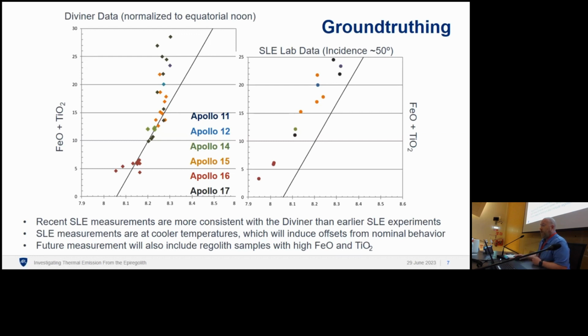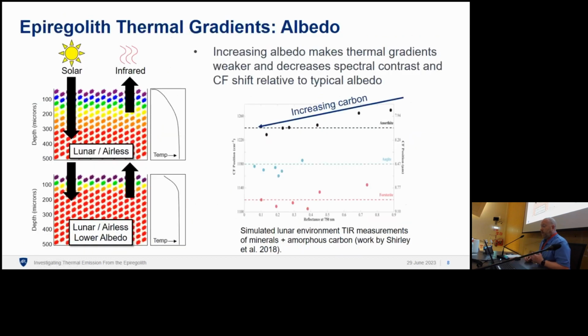One of the directions we want to go here is that you can see there are some Diviner compositions that we don't have in our Apollo sample measurements, and so we want to get some of those too and see if the trend is continuing. One of the other things that was noticed was that if you take something of a known composition and make it darker, it also changes the location of this feature. There are experiments that were done by Catherine Shirley, adding carbon to different minerals and watching that Christiansen feature shift to shorter wavelengths. And there's a test here we can do with Diviner as well.